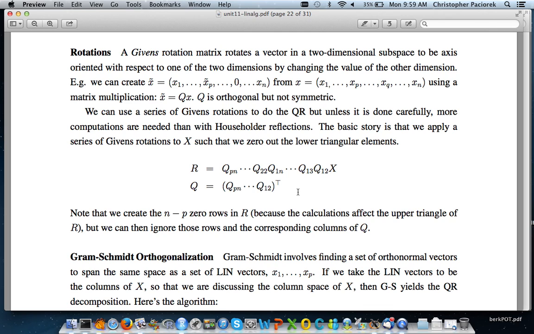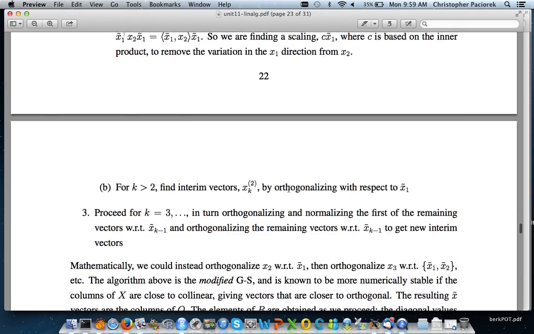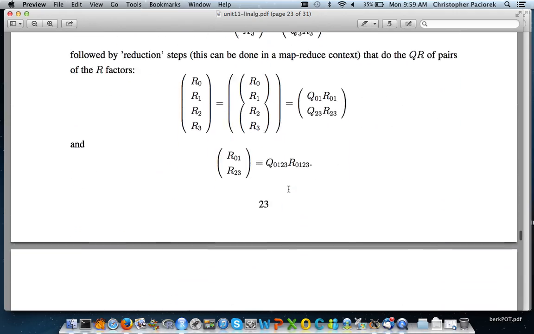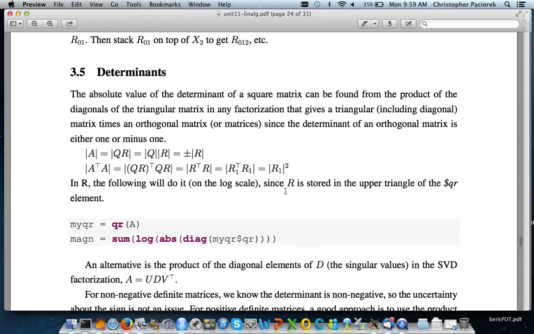And yeah, why don't we quit there? I'll go quickly over the third approach to doing a QR, which is Gram-Schmidt orthogonalization, which is something you've probably seen in linear algebra. And then we'll talk about the Eigen decomposition, the SVD, and some computational stuff in R next time.